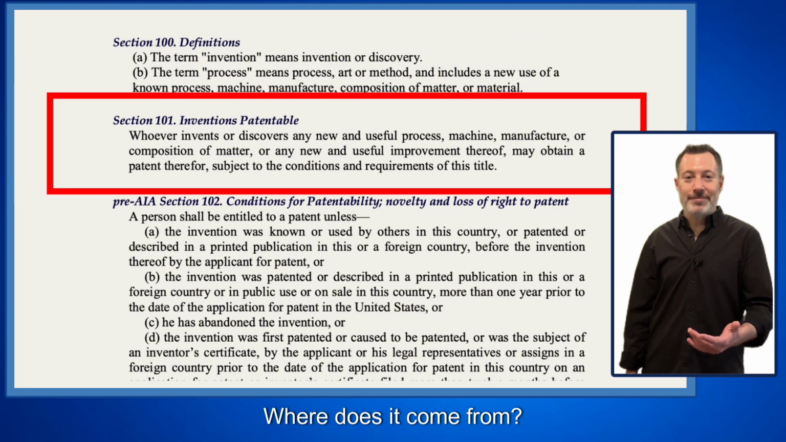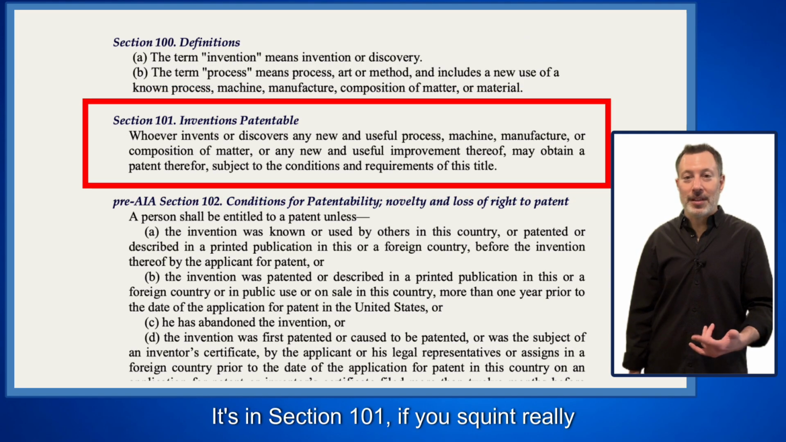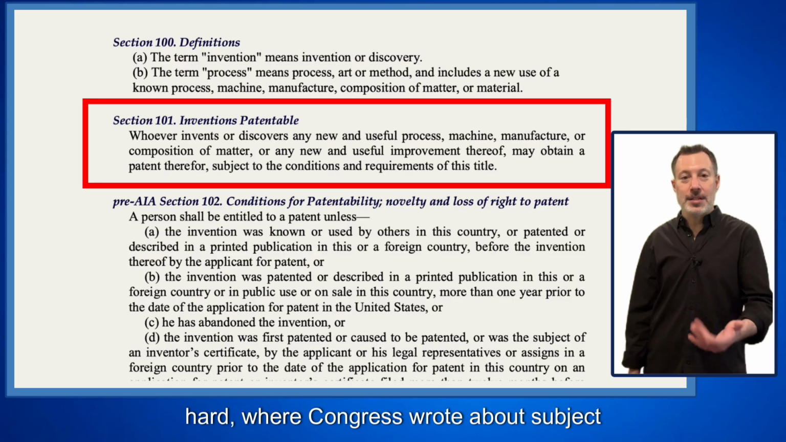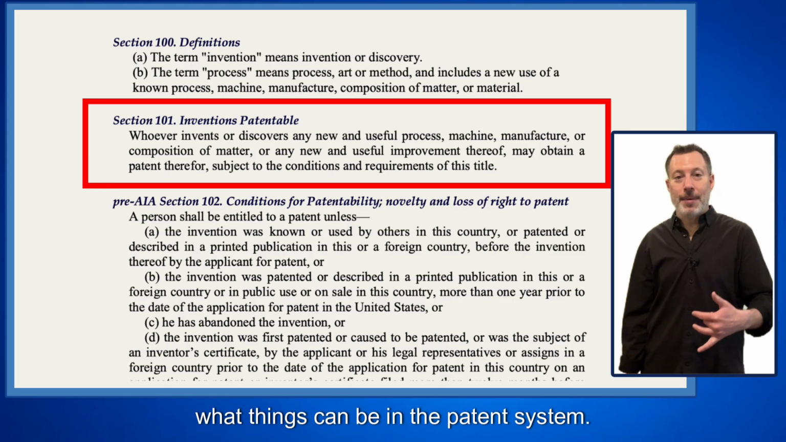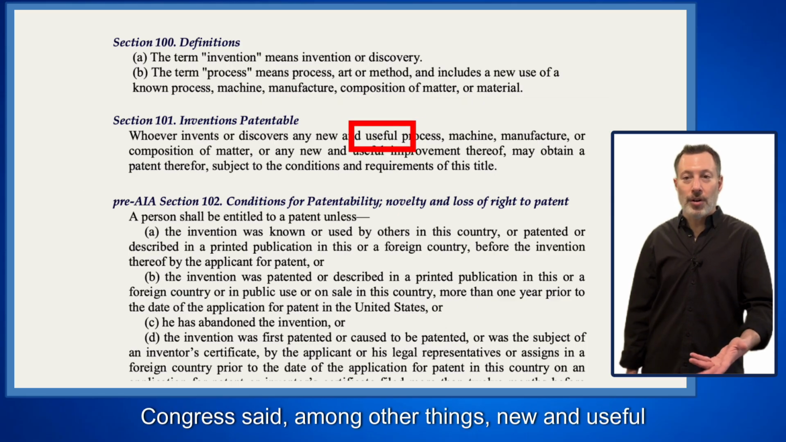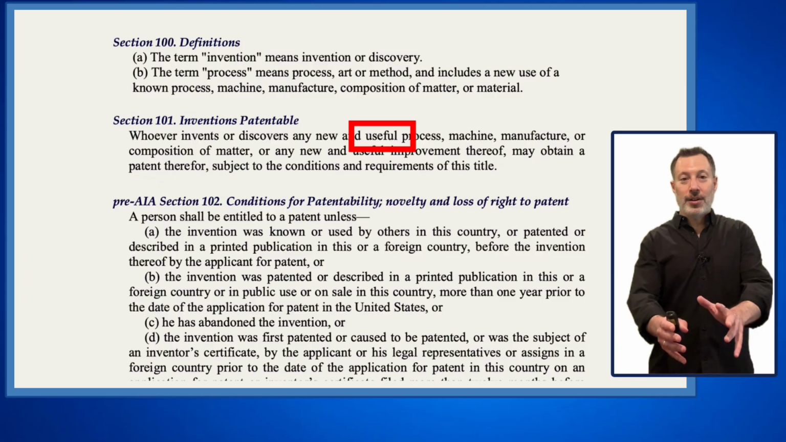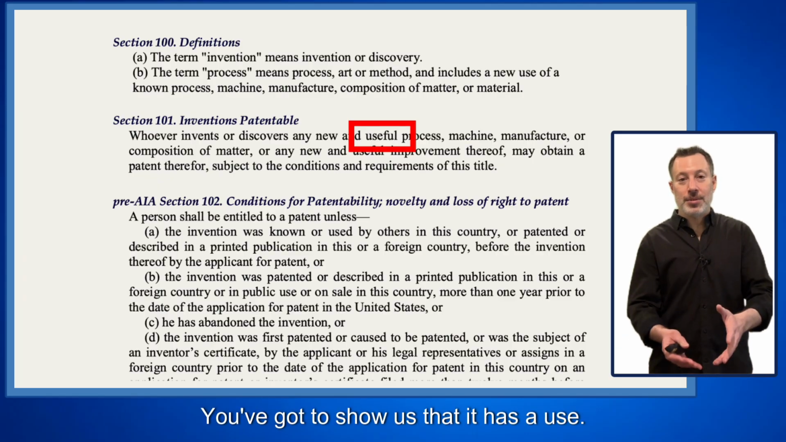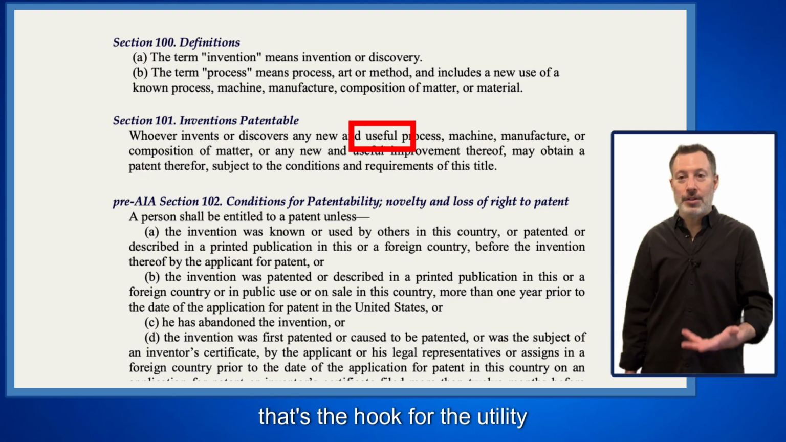Where does it come from? Courts kind of made it up. It's in Section 101, if you squint really hard, where Congress wrote about subject matter, the topic of another video, like what things can be in the patent system. Congress said, among other things, new and useful processes, methods, and so on. And so courts said, useful. You've got to show us that it has a use. That's the hook, kind of thin, but okay, that's the hook for the utility requirement.